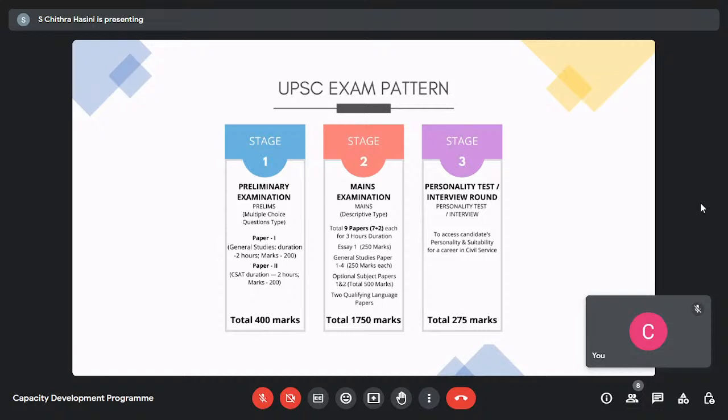Then comes the stage 3 exam, where the qualified candidates of stage 2 will be selected. In stage 3 you have your personality test. Generally everyone knows this, the UPSC interview, which is conducted by the UPSC board itself. And this is the main part of the exam, the icing on the cake. You'll talk to them, and they will assess your personality suitability for a career in the civil services. They'll ask what choices you want to make, like whether you want IAS, IPS, and so on. It is accredited for 275 marks in total.